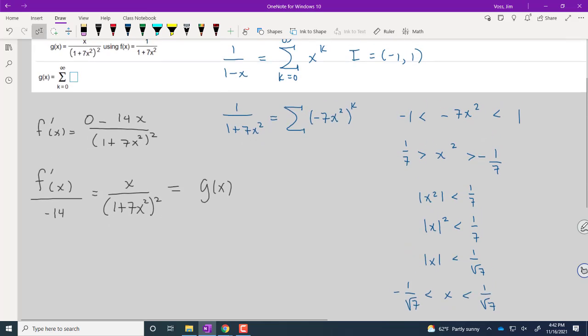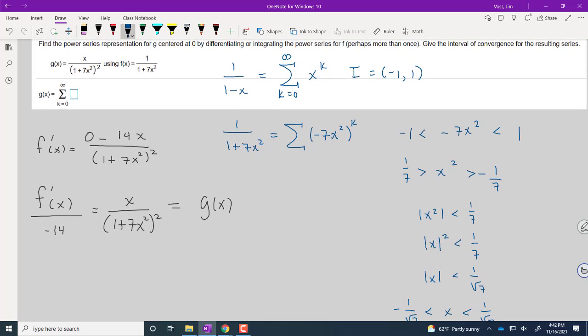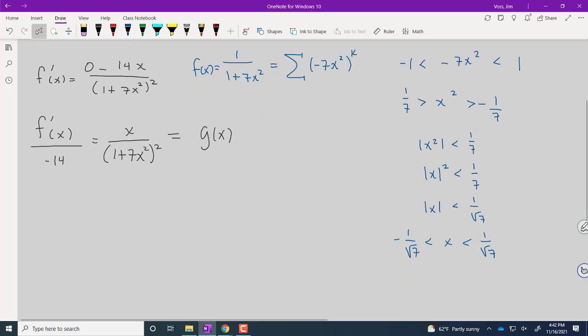So we have the power series right here for F. This is F of X right here. This is the power series for F. All right, so this tells us then, let's go G. So G is going to be negative 1/14 times F prime. To get F prime, we look right there. F prime is going to be K times negative 7x squared to the k minus 1 times negative 14x. That is the power series.